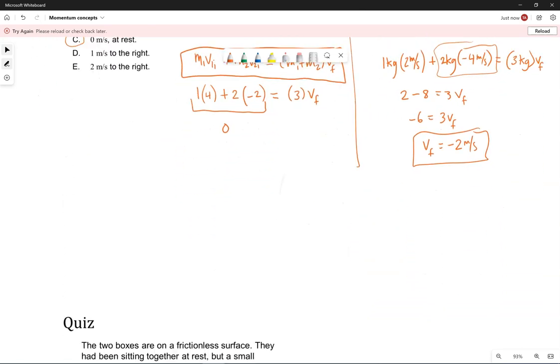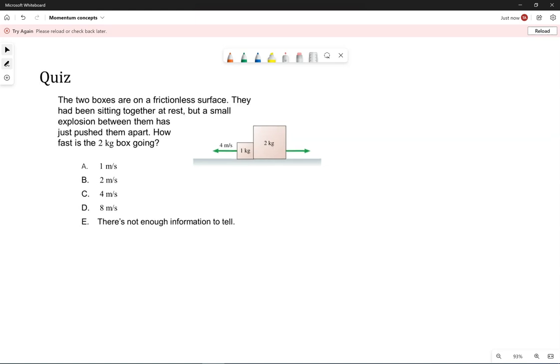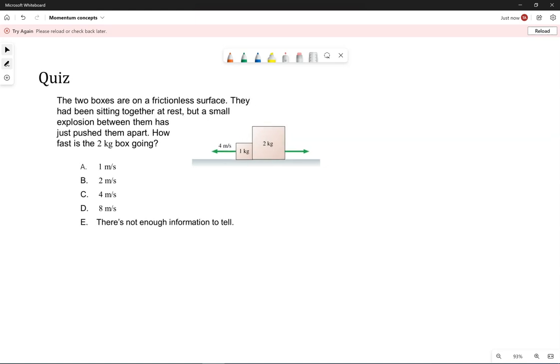Let's look at another question. Read through that. So we have a small explosion. We won't worry about the logistics of that. Our system is these 2 boxes again. Explosion, there's something in between them that pushes them apart. So we can consider that as a force internal to the system. And so momentum needs to be conserved.